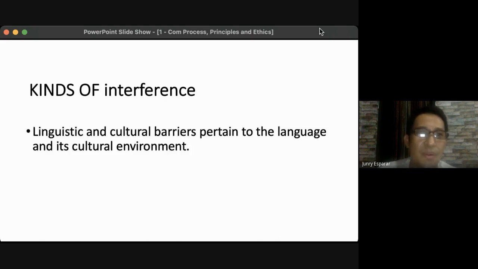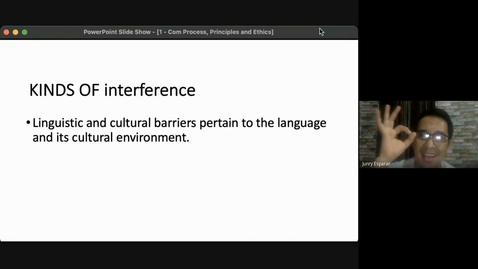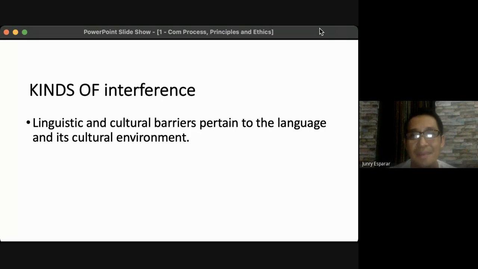And the third is linguistic and cultural barriers, which pertain to the language and its cultural environment. I mentioned earlier that this gesture means money for the Filipinos, but this is okay for the Japanese. So we have different symbols. That's cultural in nature. And it's so hard to interpret someone's actions, especially if we do not understand the culture of the person. That is why it's very important to know that, because it's very crucial in successful communication.